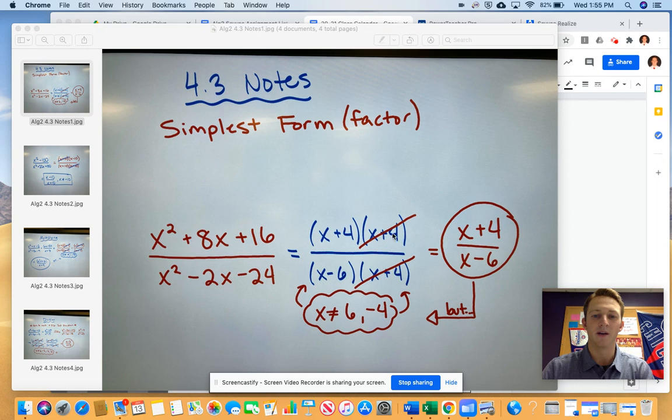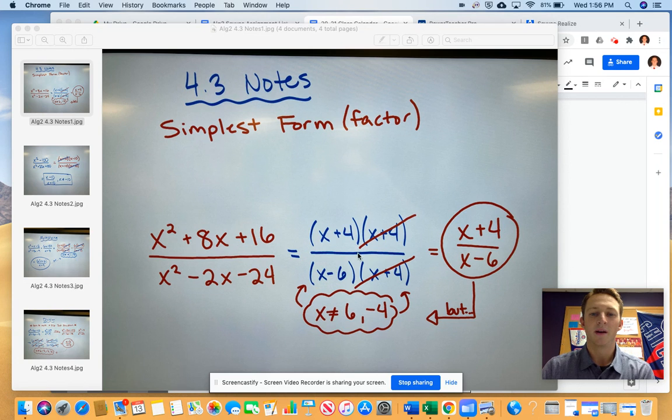So once we have this factored form, we can find our restrictions. So our restrictions are numbers that would make the bottom 0. So we're not allowed to have a 0 on the bottom of a fraction. So x can't be 6 because 6 minus 6 is 0, and x can also not be negative 4.